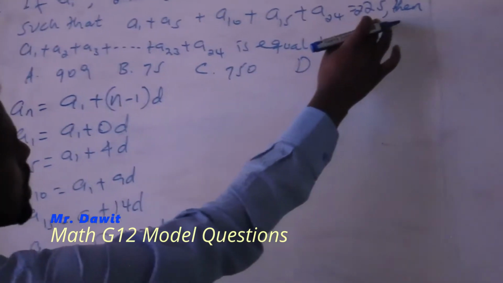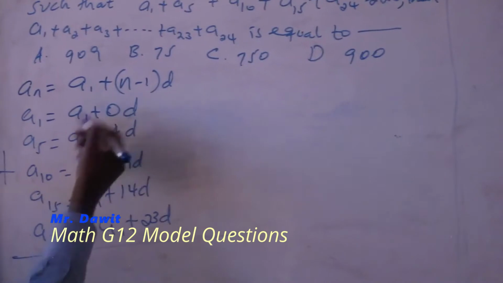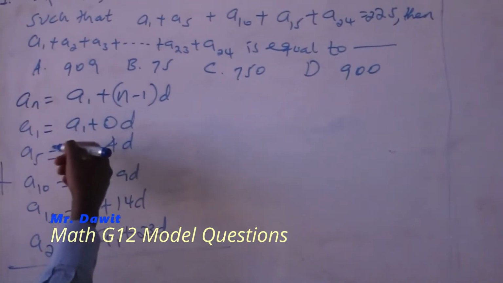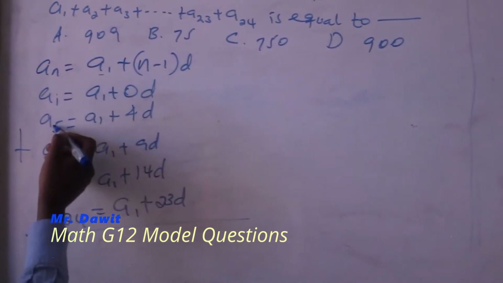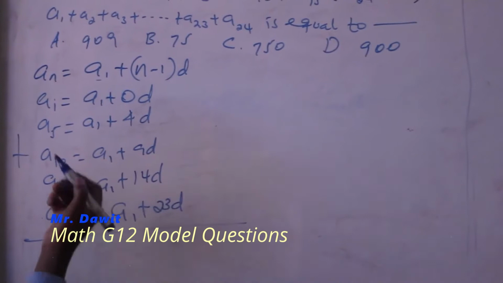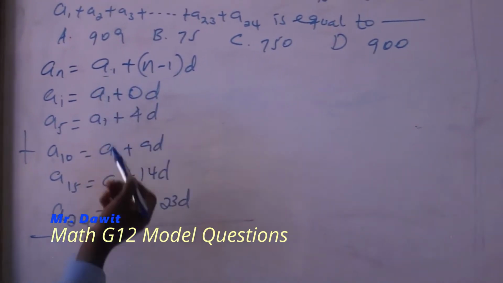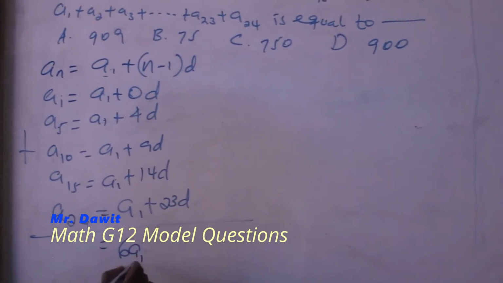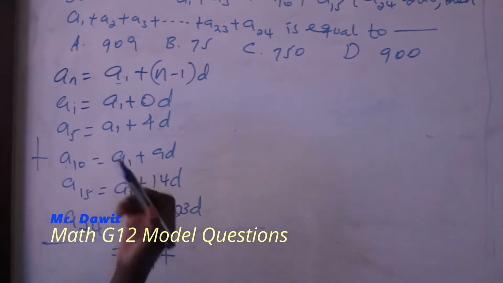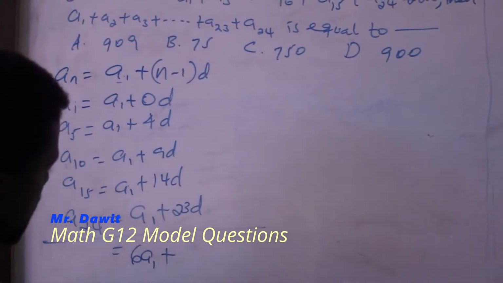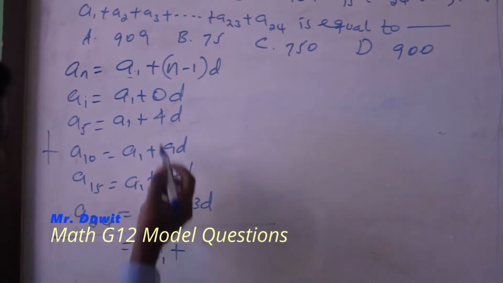Now the sum of all these values gives 225. So let me add them vertically, in order to solve for A1 and the common difference. A1 plus A5 plus A10 plus A15 plus A24 is equivalent to: how many A1 do you have? 1, 2, 3, 4, 5, 6. So 6A1 plus, now 0 plus 4 is 4, 4 plus 9 is 13.